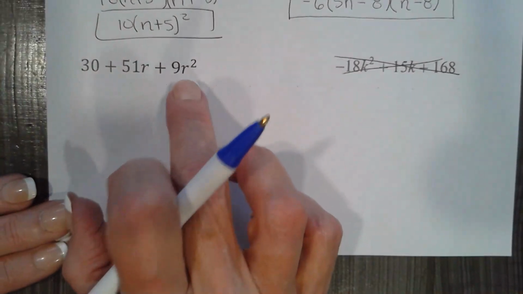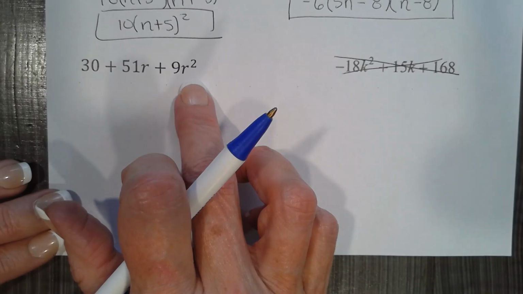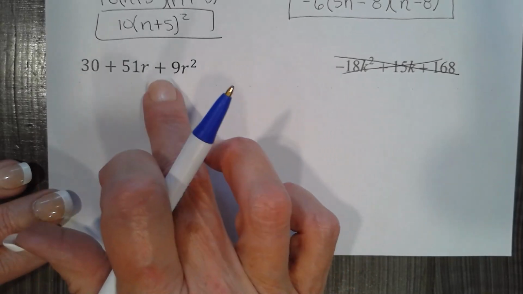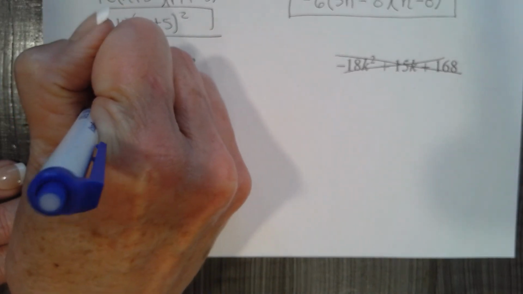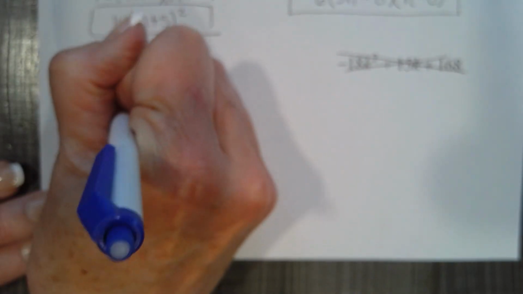Okay, for this one, notice your r squared term is in the back. Feel free to rearrange these. Just make sure you keep the signs with them. So I'm going to put the positive 9r squared in the front, and then the linear term, 51r, and then the constant 30.